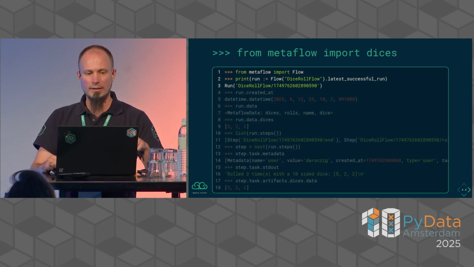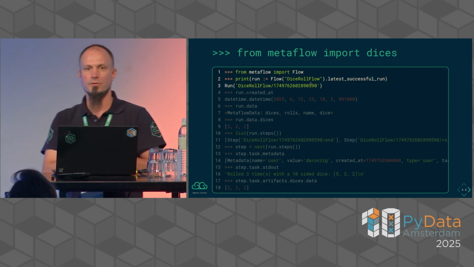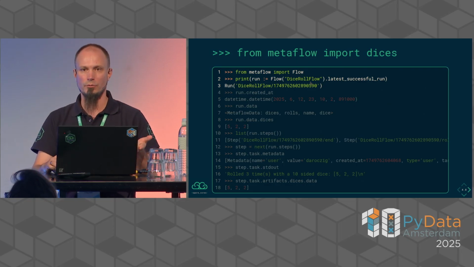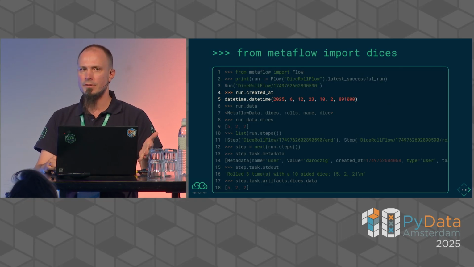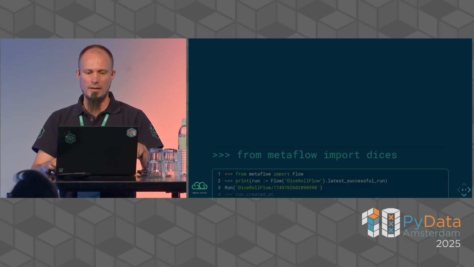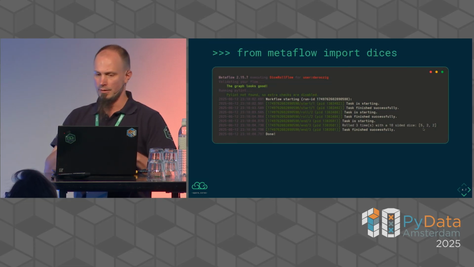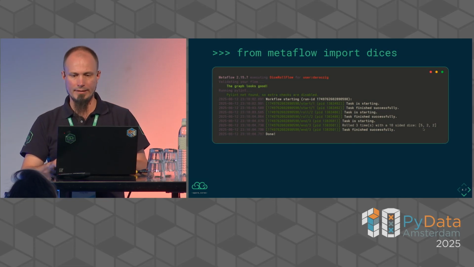Also, you can look at the details of all the workflows, all the runs and the steps. For example, here I'm looking at the most recent successful run of the dice roll flow that I've just defined and run previously. Of course, you have access to metadata, like when this was run. You can see the actual data. So if I go back, I can see that on the standard out, it was logged that we rolled 3 times with a D10.